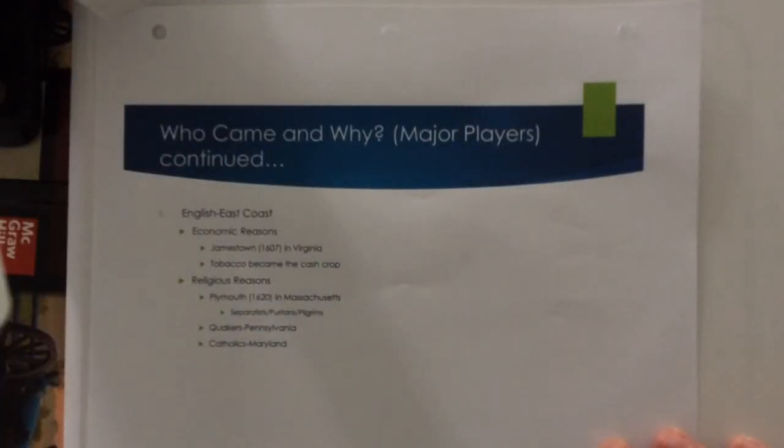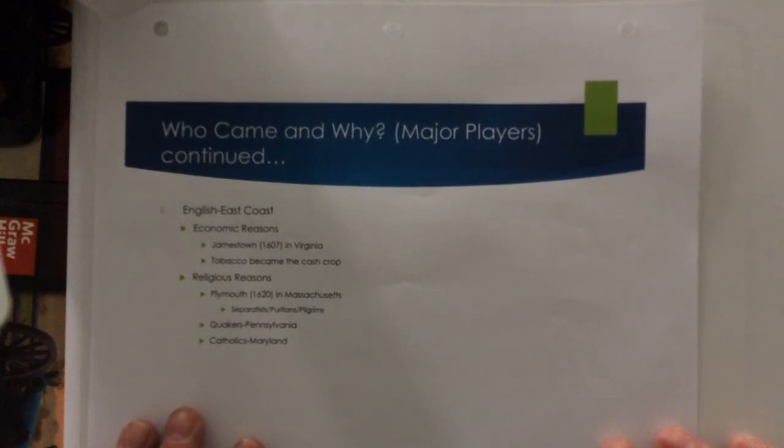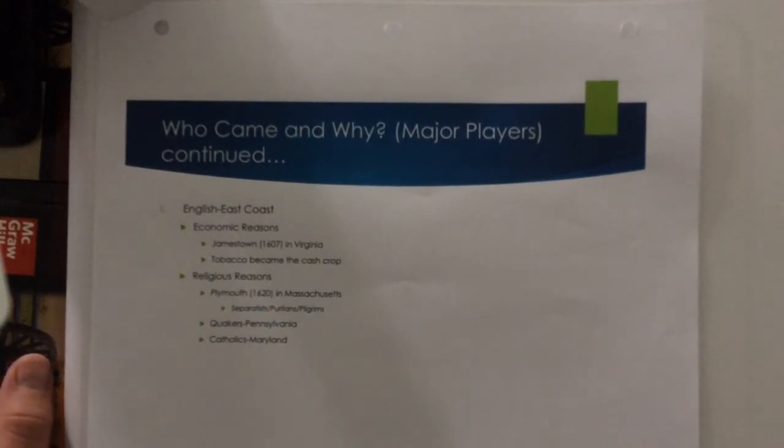Now, the final group that came were the English, and they settled along the East Coast. And they came for, one, economic reasons. Jamestown in 1607. Every time I say Jamestown, I need you to think 1607. They came there, and tobacco became a cash crop, a crop that made them lots of cash. It was the only reason they were able to survive. And then they came for religious reasons.